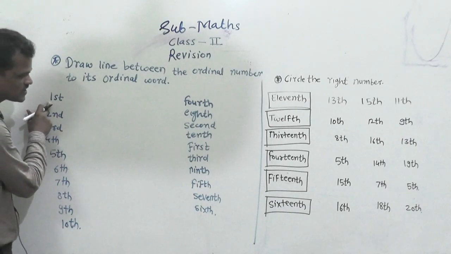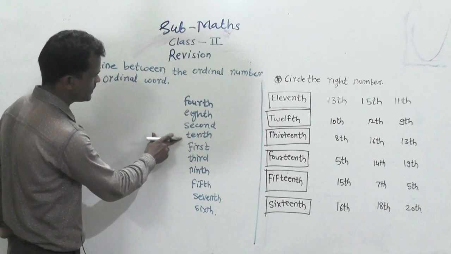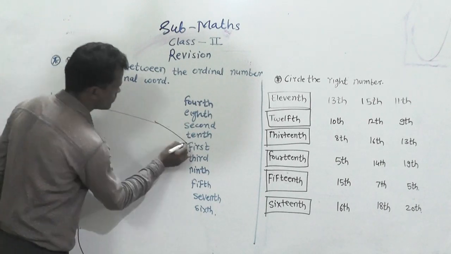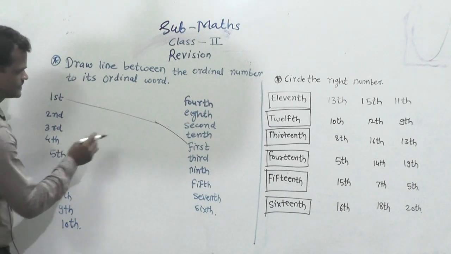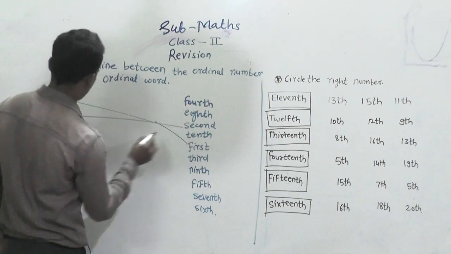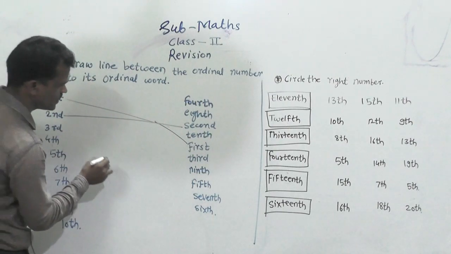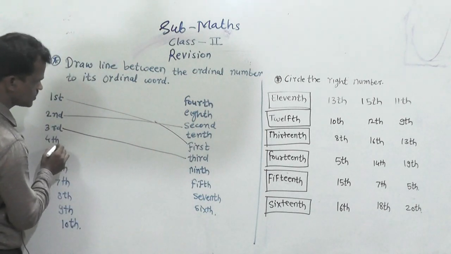So where is the first? Search here: 4th, 8th, 2nd, 10th, 1st. So draw line first. Okay, then where is the second? Second. So draw line here. Then third. Where is the third? Third. Then fourth.